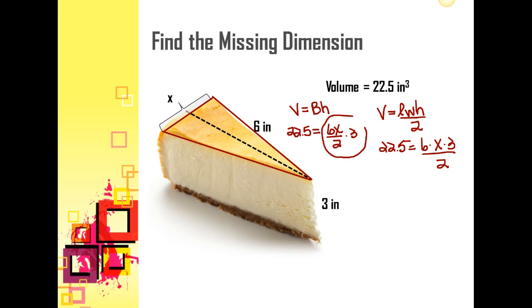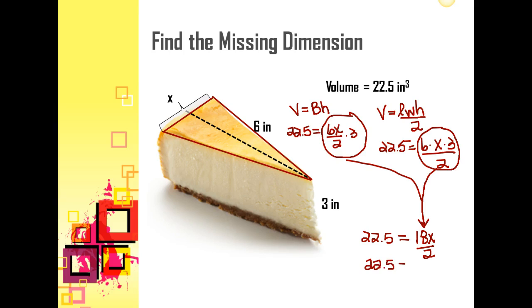One thing we could do is use the commutative property to rearrange the values and multiply 6 times 3. This will leave us 22.5 equals 18x over 2. From here, we could either multiply both sides times 2, or we could simplify the fraction. I think I'll do that. 18 divided by 2 is 9, so that leaves us with 22.5 equals 9x. Next, we will divide both sides of the equation by 9, and that will give us our final answer of 2.5 equals x. The missing dimension of this piece of cheesecake is 2.5 inches.